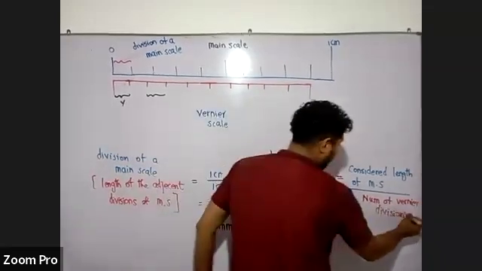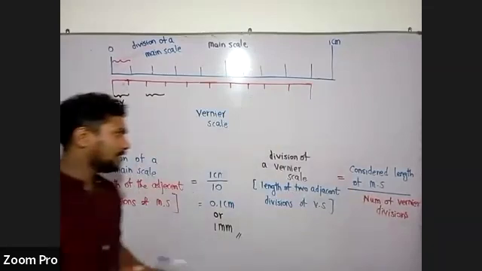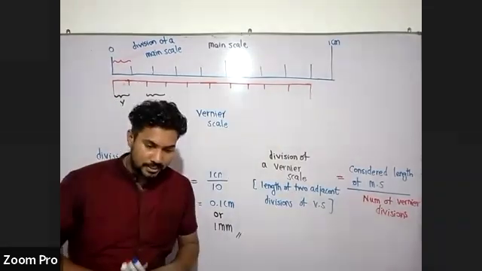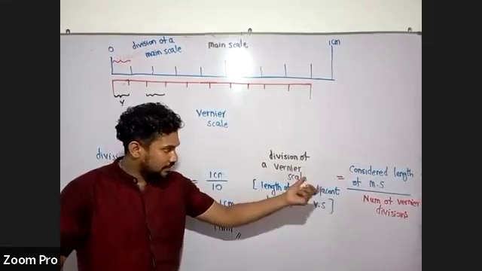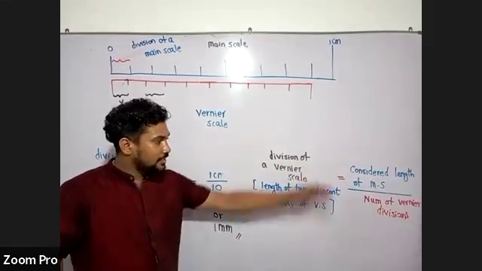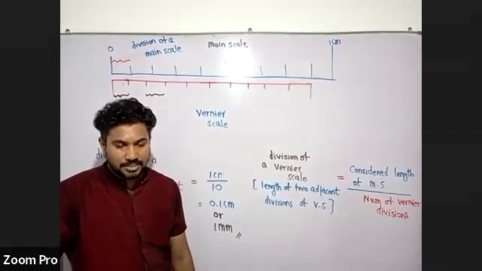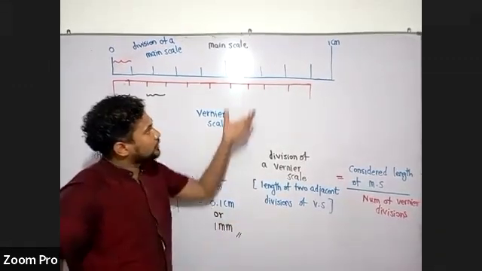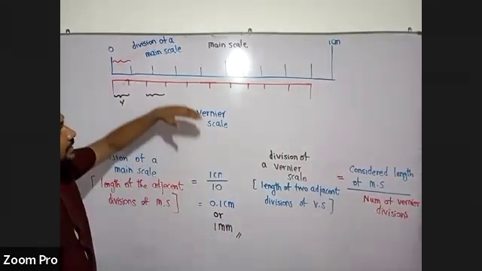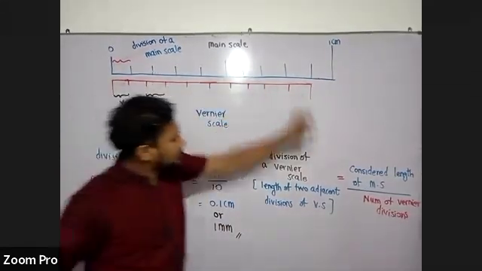Guys, you have to be very familiar with these equations, right? This is the way that we obtain the division of a vernier scale: the considered length of main scale is divided by the number of divisions in the vernier scale, the number of vernier divisions. Now, according to this given diagram, he selected 9 millimeters, right?